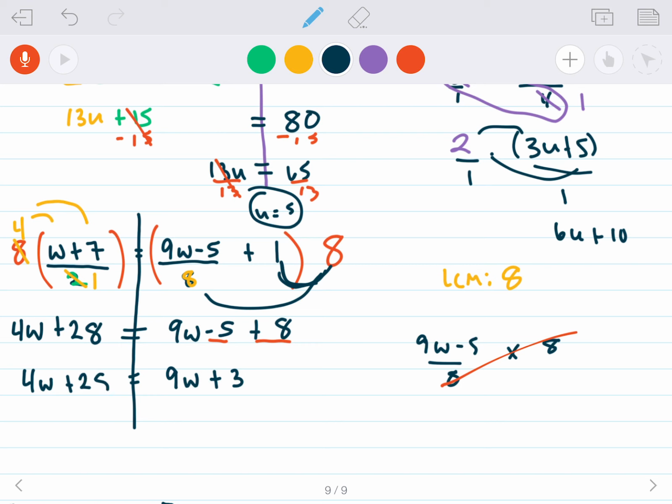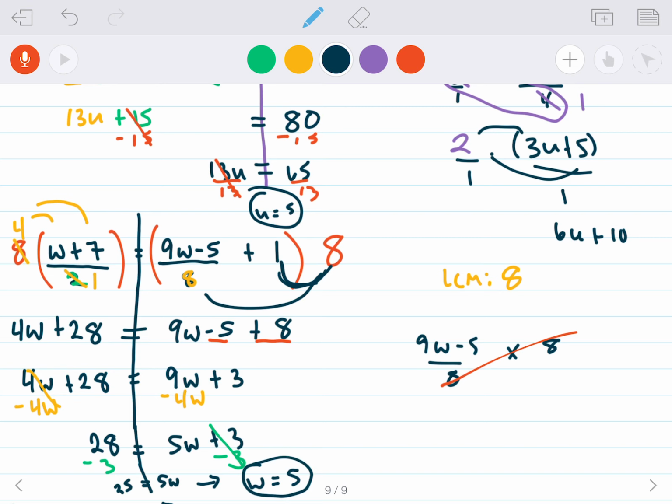Okay. Now I want to collect my w's, so I'm going to start by subtracting 4w from both sides. And so I get 28 on the left equals 5w plus 3 on the right. I'm going to go ahead and subtract 3 from both sides to give me 25 is equal to 5w. Finally, dividing both sides by 5 gives me w equals 5.